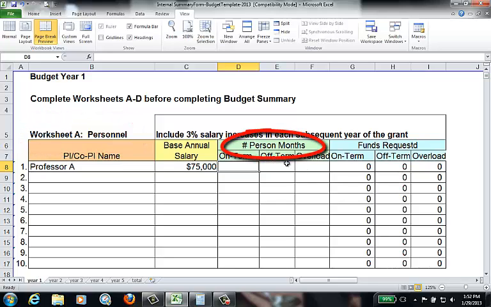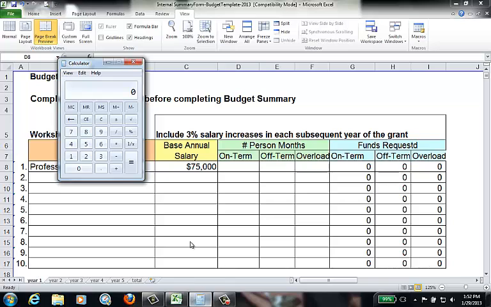If you wanted to calculate 1 course release per year, that's 25% for 1 term or 12.5% for the year, you can easily calculate that. So 1 course release is about 1.125 person months during an on-term semester.